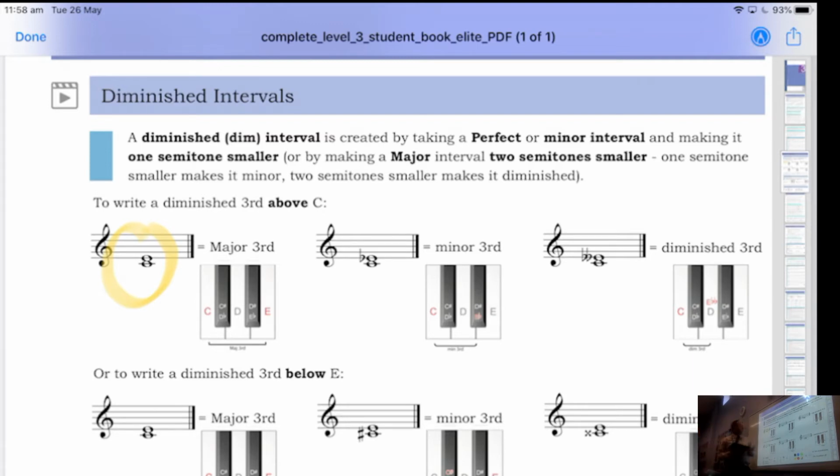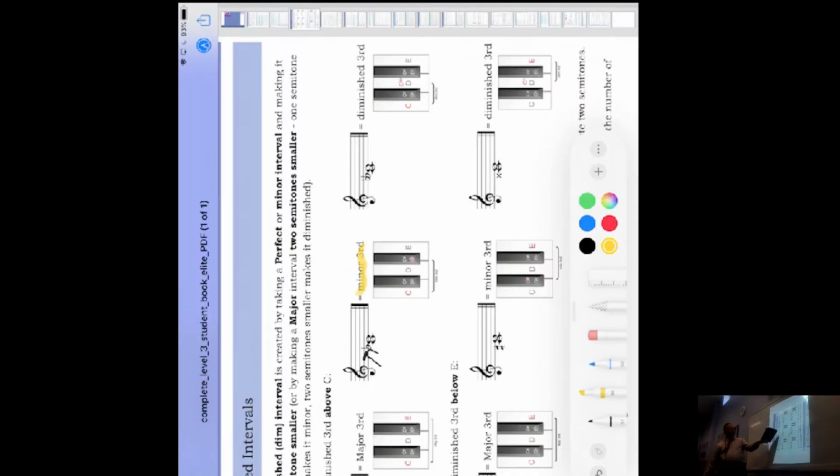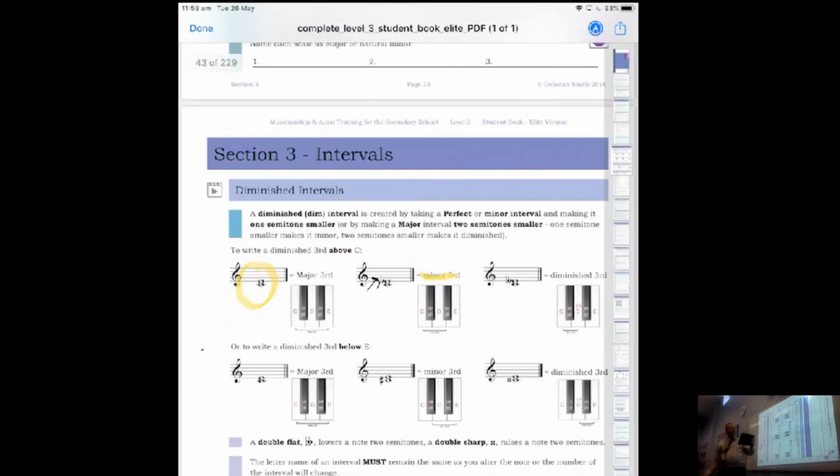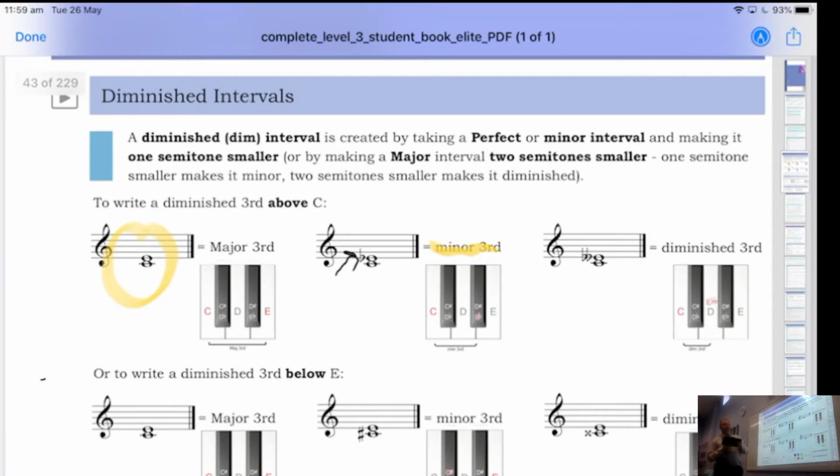Major third. We have learned that if you flatten that top note, that becomes a minor third. There you go, and I'll highlight it there. I'm very impressed with my new toys. So, major third, minor third, and finally, the last interval here is our diminished third.